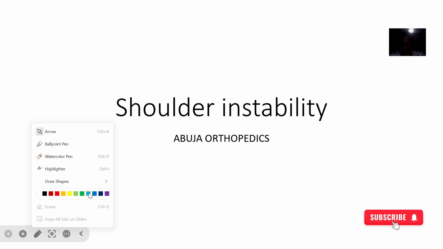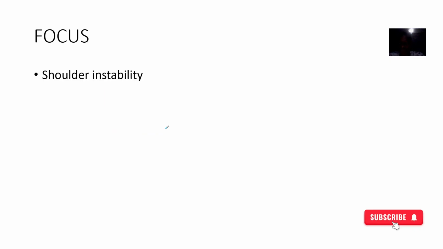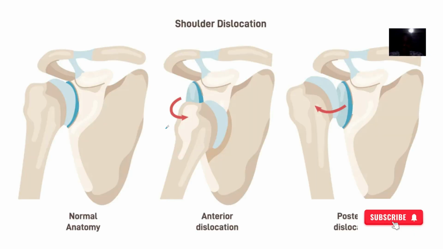Now we're trying to move to the next issue which we'll be discussing, and this is what is known as shoulder instability. In fact, we're trying to move around all the common joints that usually could have an instability and talk about them. So shoulder instability is just another name for what? Shoulder dislocation, so to say.